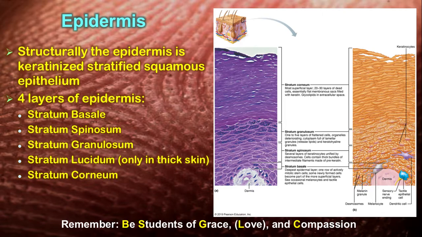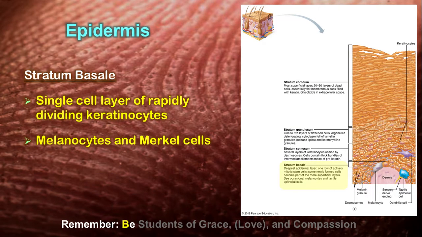So we're going to go through each of these layers and talk about what happens in each of them. We're starting at the very bottom, stratum basale. The stratum basale, or the basement of the stratified squamous epithelium, is only one cell thick down here at the bottom, right by the dermis.